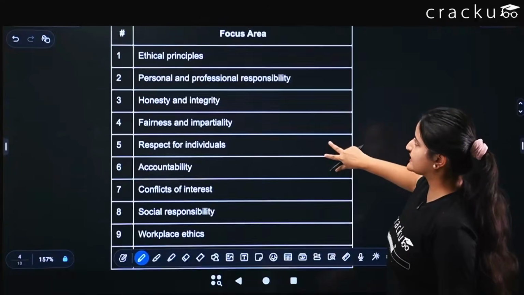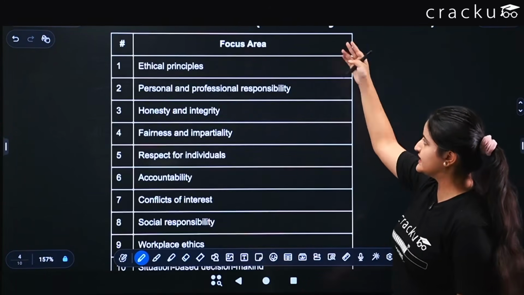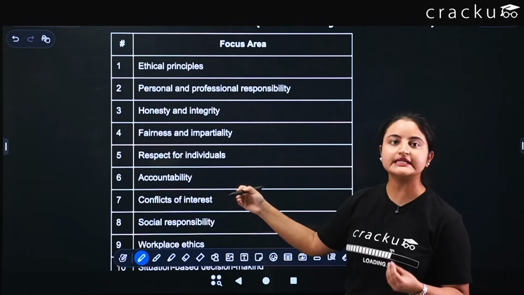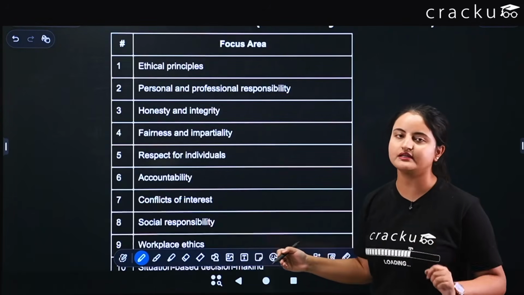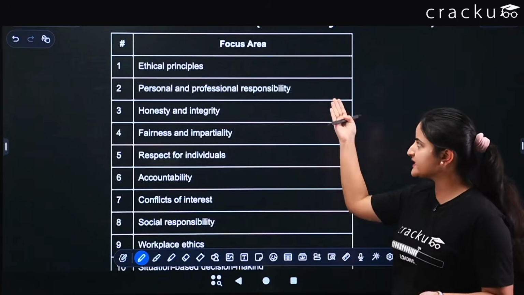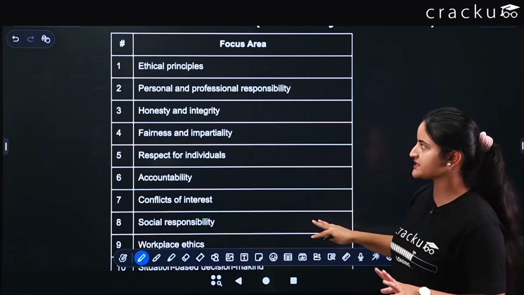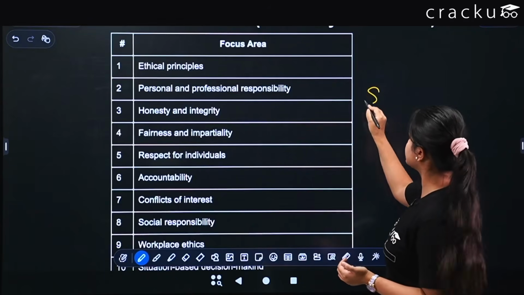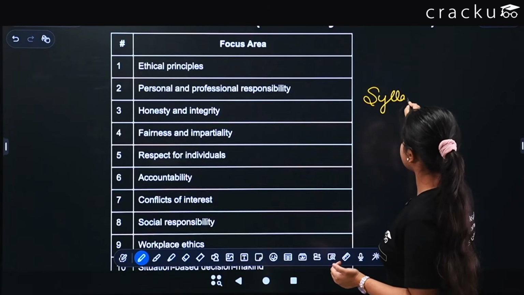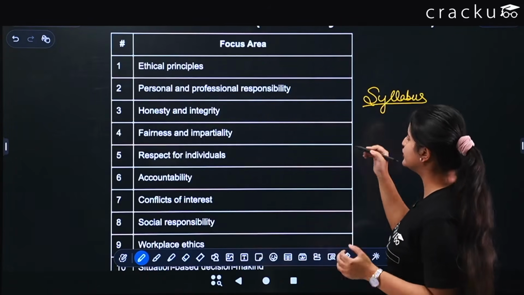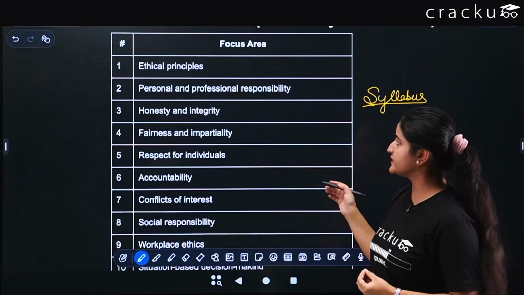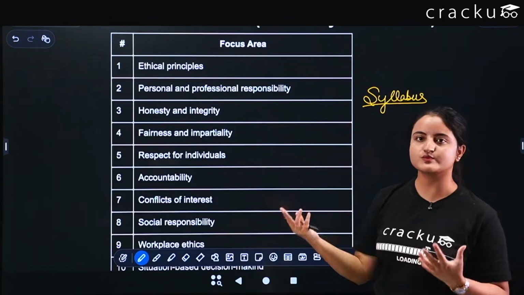Okay, now this preparation should focus on these topics. Why? Because these topics are basically listed down on your official site as well. You guys can check it out, but essentially this is exactly what is listed down. The focus area. So you can consider it your syllabus maybe, that this is how you have to look into it. So the focus area would be, of course, your ethical principles, personal and professional responsibility.